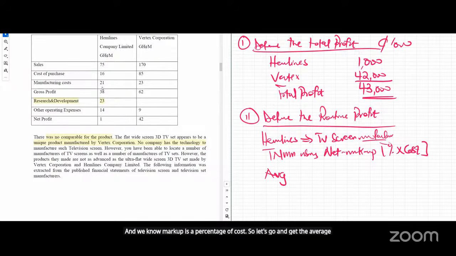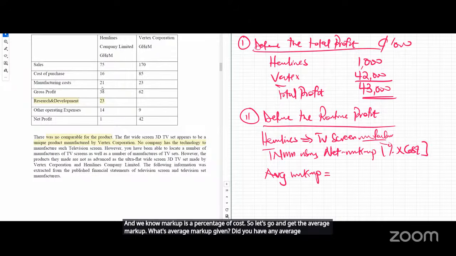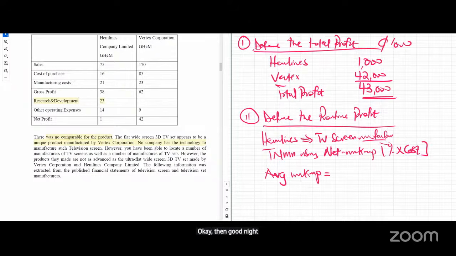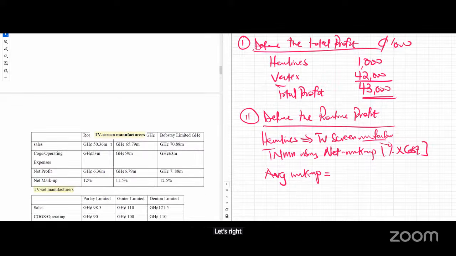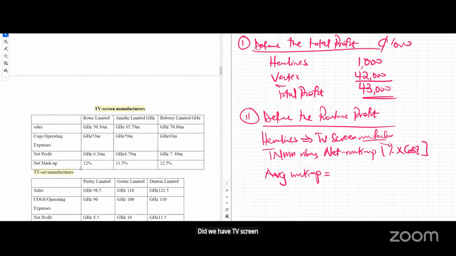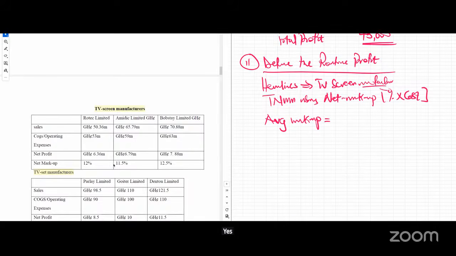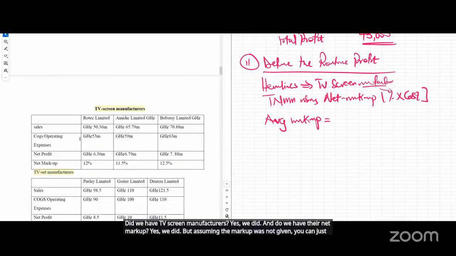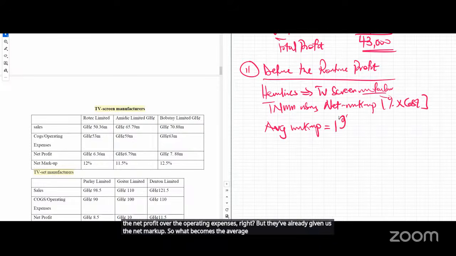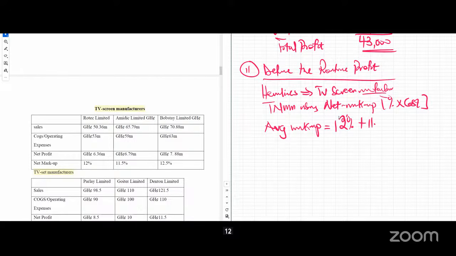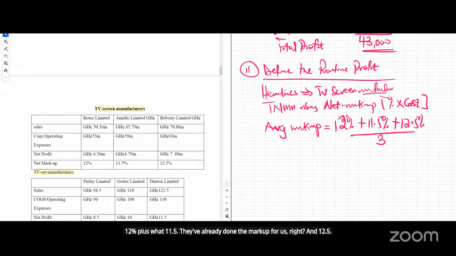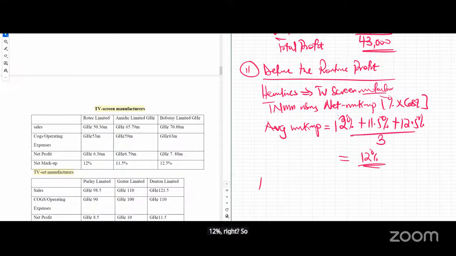Was the average markup given? We have to use the ones they gave us down there. So let's go and check. Did we have TV screen manufacturers? Yes, we did. And do we have their net markup? Yes, we did. But assuming the markup was not given, you can just take the net profit over the operating expenses. But they've already given us the net markup. So what becomes the average markup? 12 plus 11.5 plus 12.5, divided by 3, gives 12%. So now that we have it, what becomes the arm's length profit?